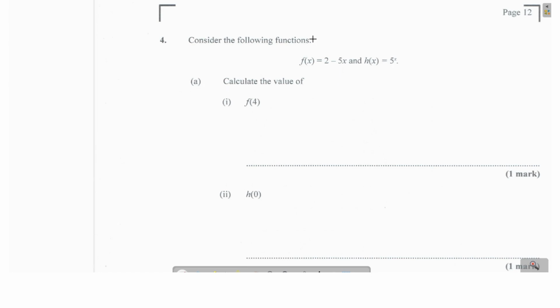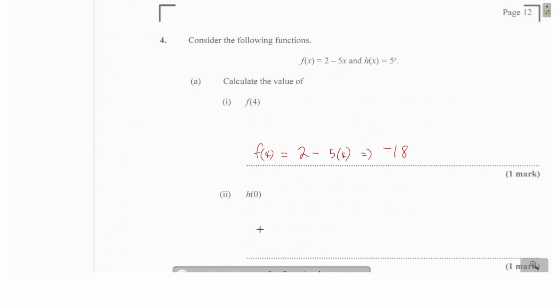Question 4. Consider the following functions. f of x equals 2 minus 5x and h of x equals 5 to the x. Calculate the value of f(4). So f(4) means that we input the value of 4 in the function here where we have x. So we're going to have 2 minus 5 times 4. So what we have there is minus 18.